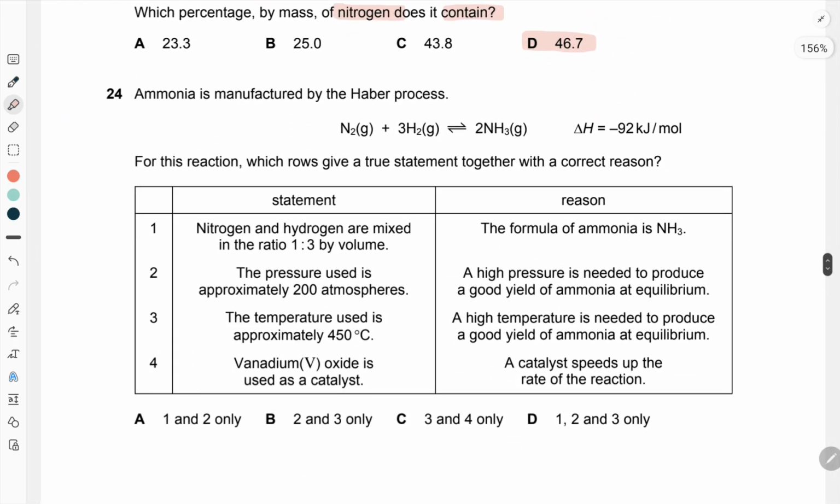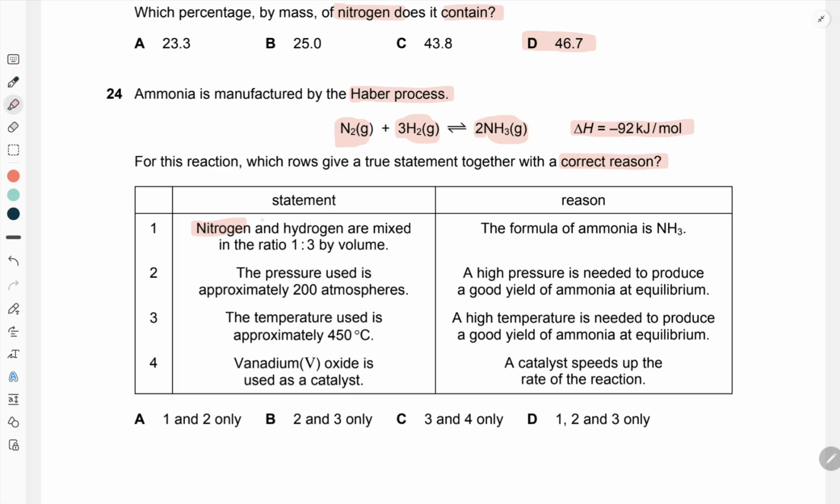Okay, question number 24. Ammonia is manufactured by Haber process. 1 mole of nitrogen reacts with 3 moles of hydrogen to make 2 moles of ammonia, and the forward reaction is exothermic. For this reaction, which row gives a true statement with the correct reason? So we are given 4 statements along with the reasons. We need to see which statement and reason is correct.